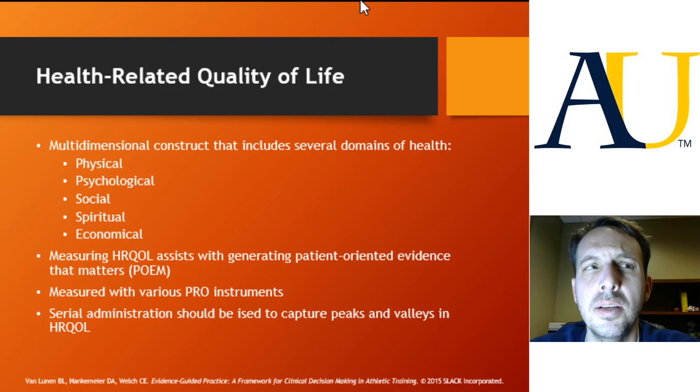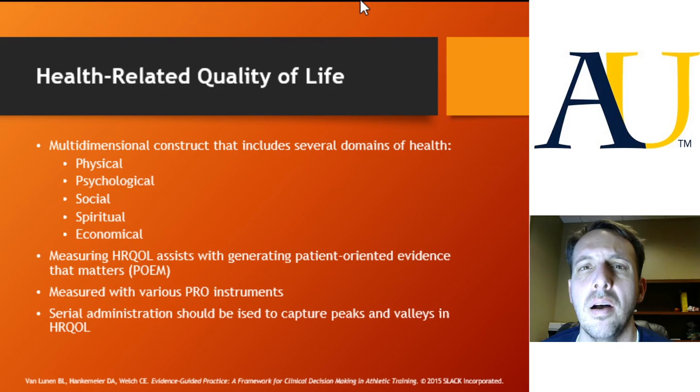And so there are a bunch of different measurements that can be used. Like I said, the short forms 12 and 36 are most common with that. And then you can apply these in serial administration, basically by repeating them at different intervals of time. You can measure change in their overall quality of life related to their health, and thereby capture their global change associated with health.